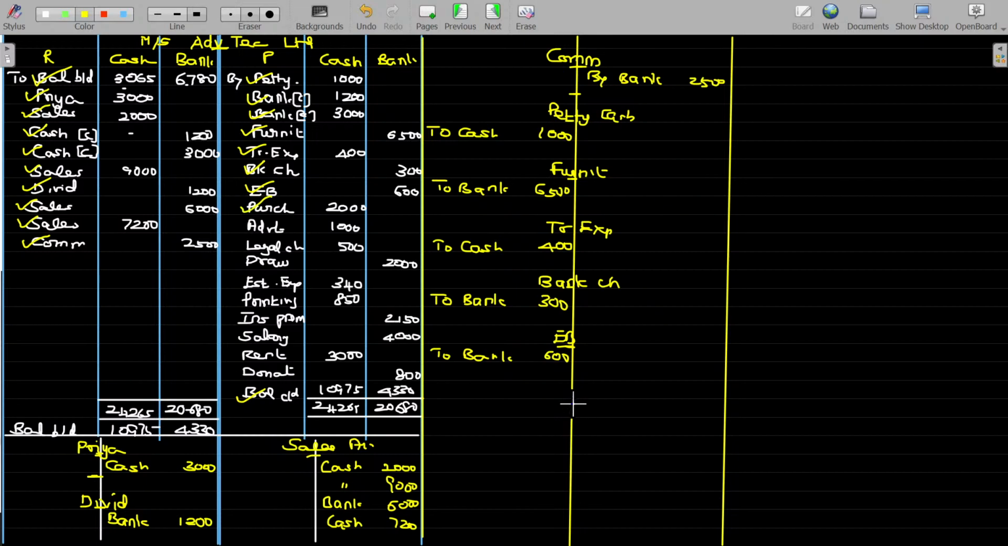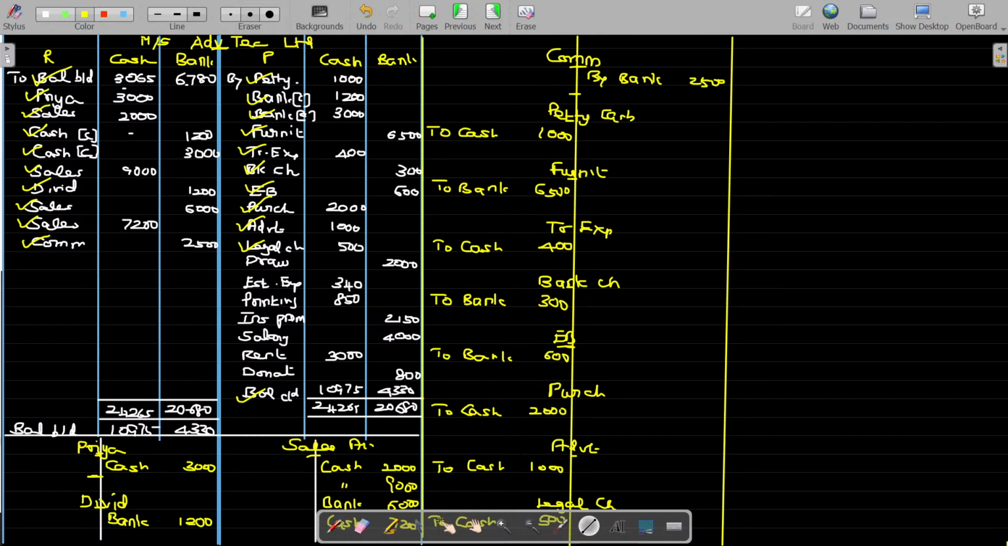Now purchases. For the purchases, the payment is by way of cash, so to cash, the value being 2000. Now verify, is there any other purchases? Of course, we don't have any other purchases. Leave it. Then the other account being the advertisement. Advertisement, to cash, rupees 1000. Legal charges, to cash, the value being 500.